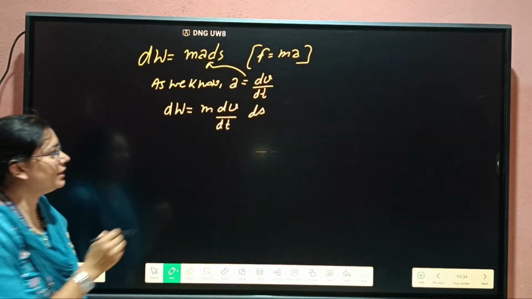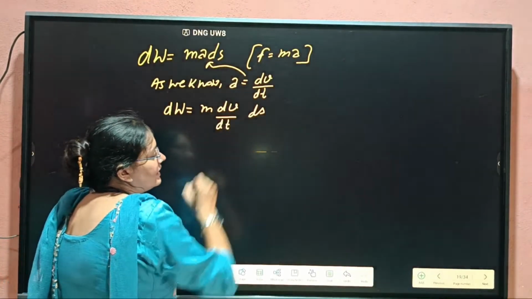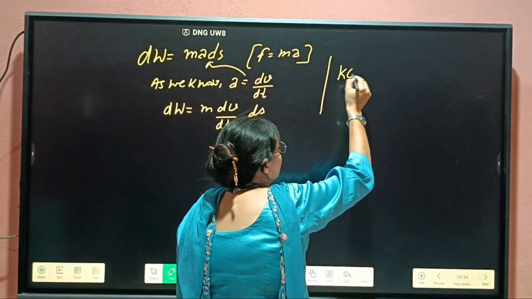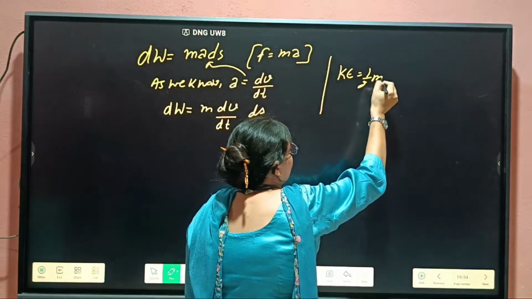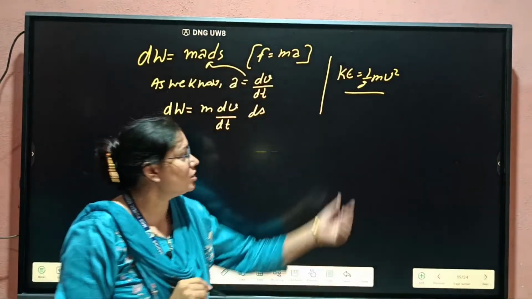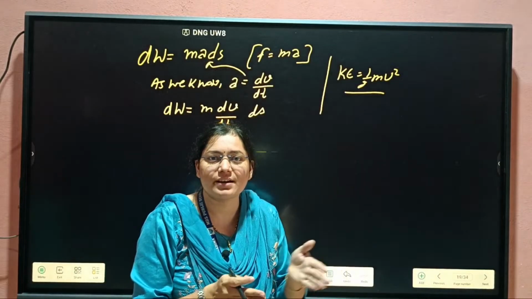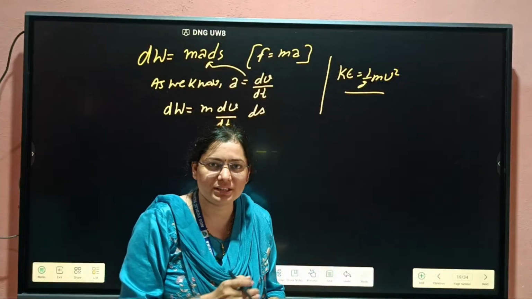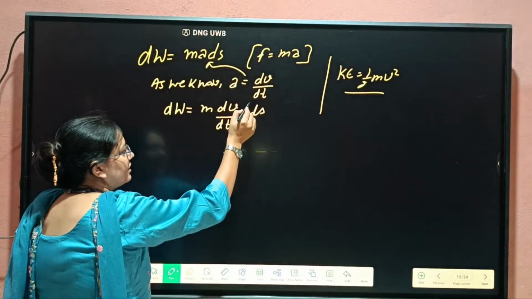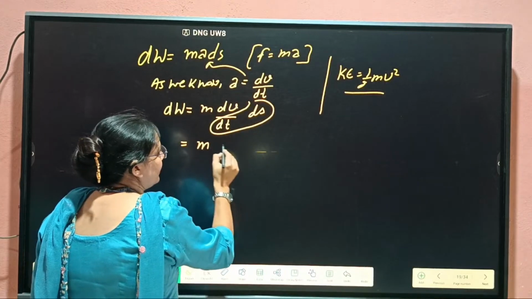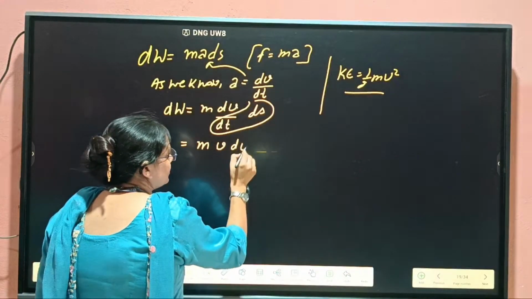Understood? So the kinetic energy is equal to half m v square. First we should know what we want to find out, and how we can convert this into that form. Clear? So here we need velocity, that is why we have to remove displacement and time. We can write ds by dt equal to velocity.